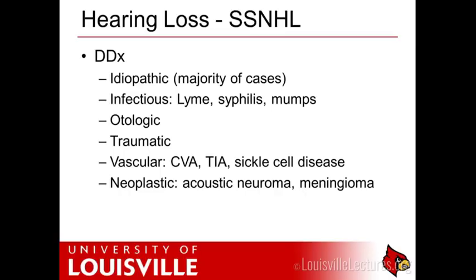And then this is kind of interesting. Patients with sickle cell disease could end up with hearing loss due to a vascular cause. And then people with sudden sensorineural hearing loss, they all get MRIs. And the main thing you're looking for is the acoustic neuroma.